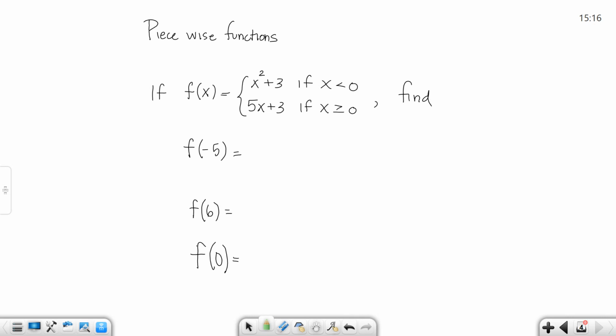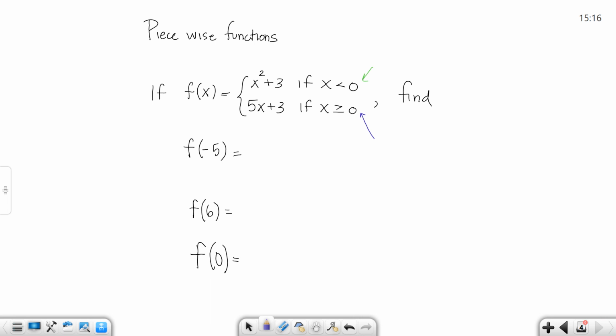The next thing you have in this section is something called piecewise functions, and here is what a piecewise function would look like. It's a function that's broken into pieces. Now, what I want you to notice about the function is it has two pieces. One piece happens when x is less than 0, and one piece happens when x is more than 0. Great.